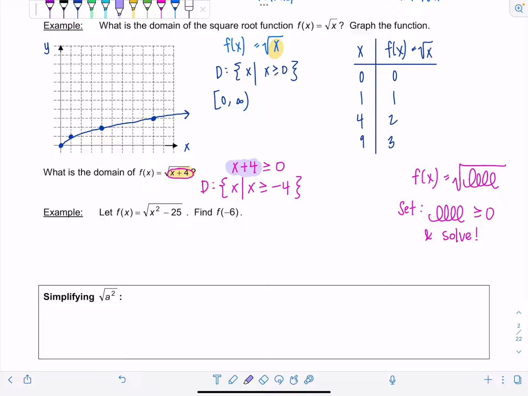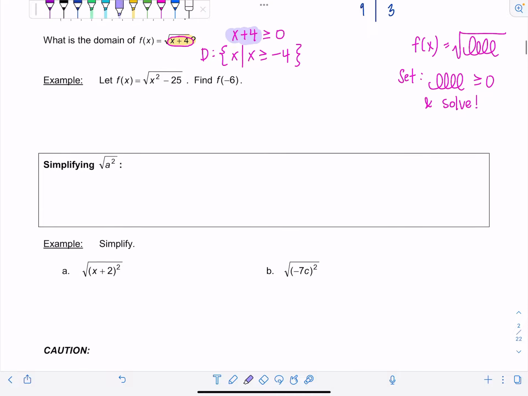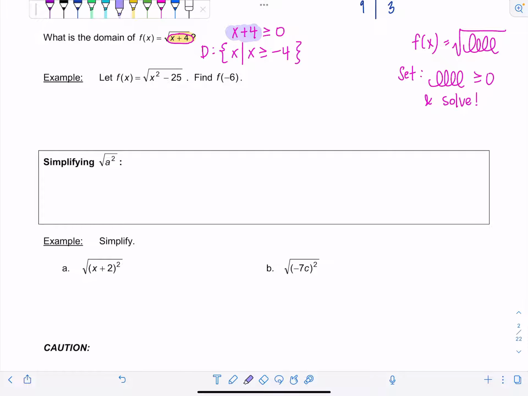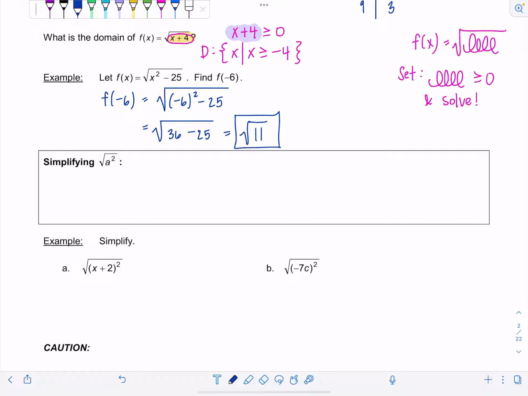Okay, moving on. Let's let f of x equal the square root of x squared minus 25. Find f of negative 6. So let's go ahead. F of negative 6 is going to be the square root of negative 6 squared minus 25. Negative 6 squared, remember that's positive 36, minus 25. So what's this going to give me? Square root of 11. Leave it here. This is completely simplified. Don't get your calculator out. Nobody wants a decimal, only if you're asked for it, okay? This is our exact, beautiful, unrounded, untarnished answer.